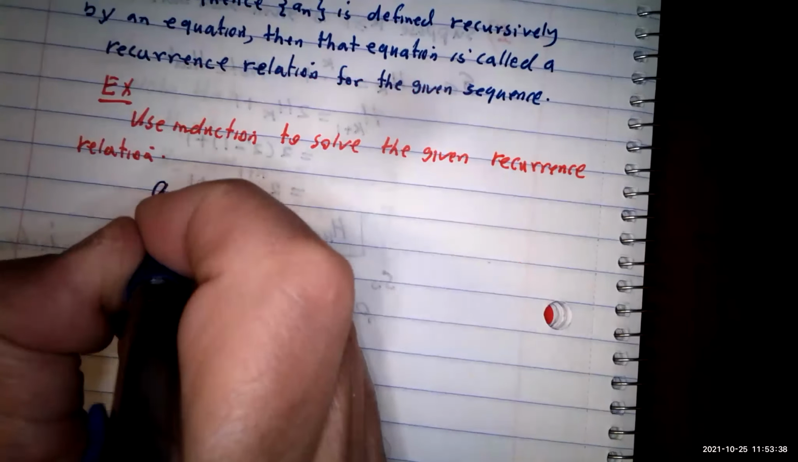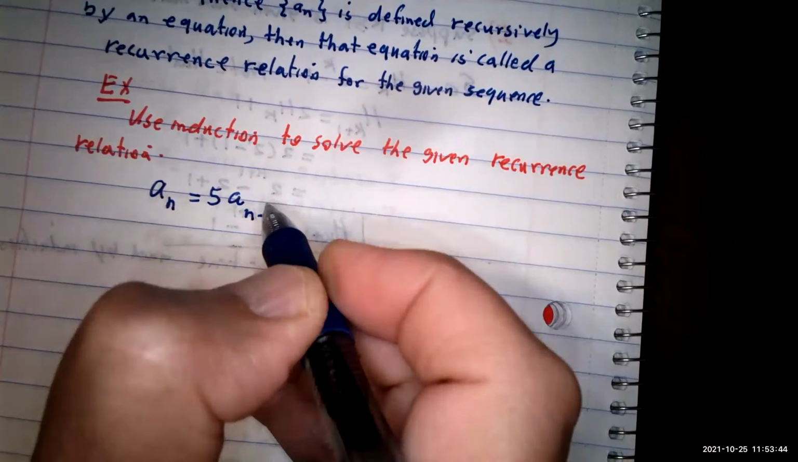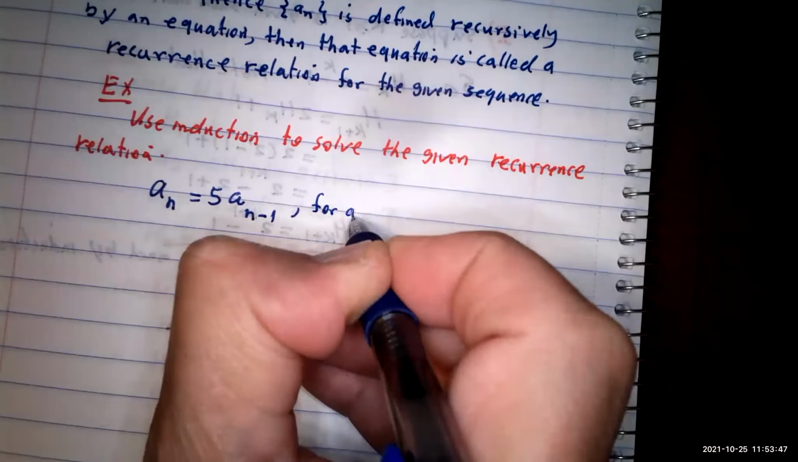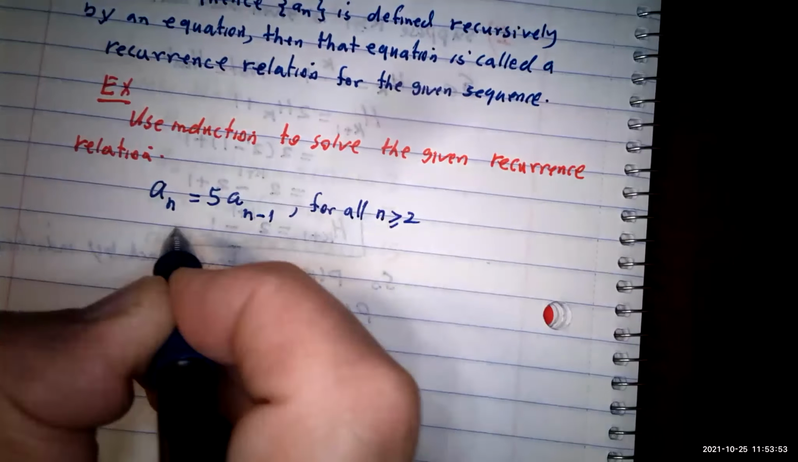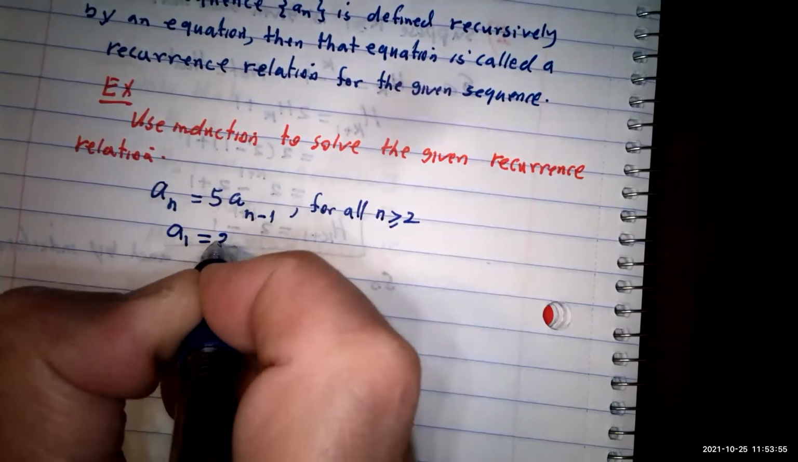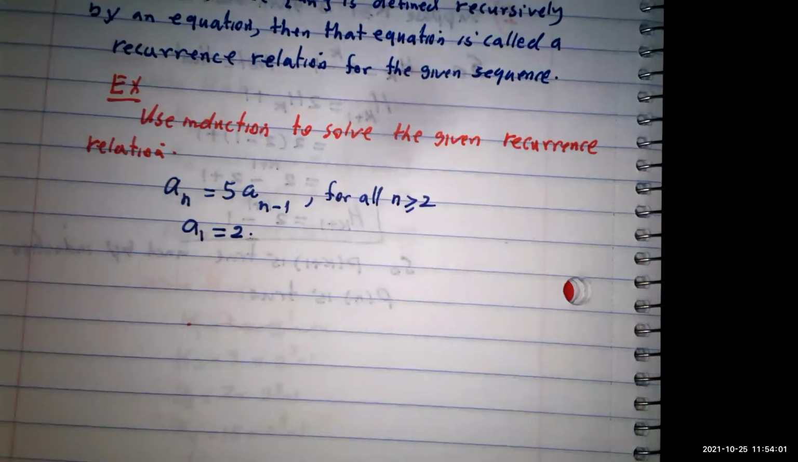This is a geometric one. AN equal to 5 times AN minus 1 for all N greater than or equal to 2, and A1 is equal to 2. So you want to find this one. Call it geometric because each term is 5 times the previous one. It's a kind of geometric sequence with a common ratio of 5, if you are familiar with this type of expression from algebra, but forget it. You have to do it using mathematical induction.